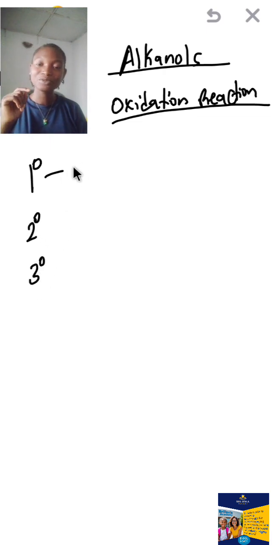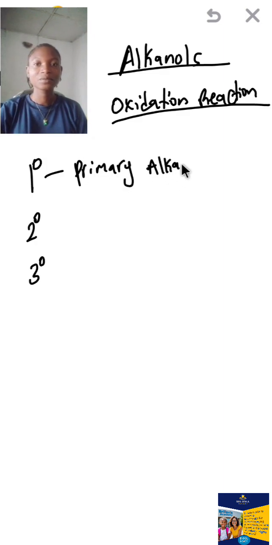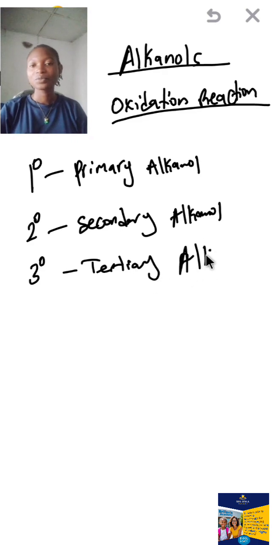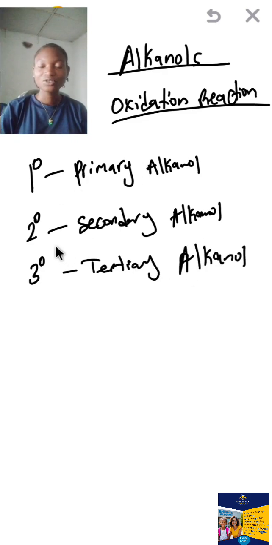1 degree is what we refer to as primary. So this is primary alkanol, and this is secondary alkanol, and this one is tertiary alkanol. Sorry about that. So 1 degree is primary alkanol, 2 degree is secondary alkanol, and 3 degree is tertiary alkanol. You can actually relate the lesson from this video to a lot of topics in chemistry. But now let's finish alkanol first.